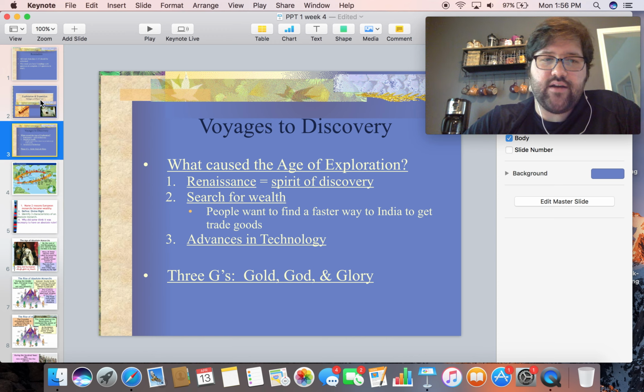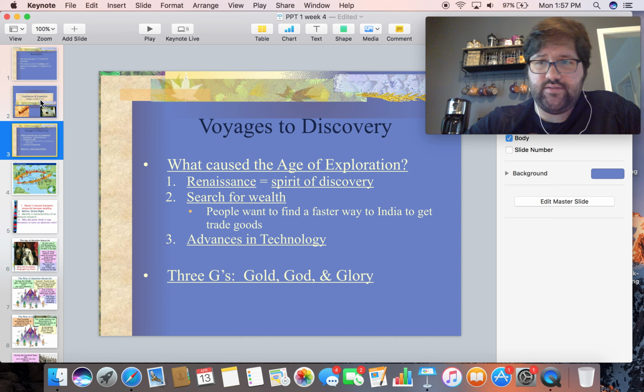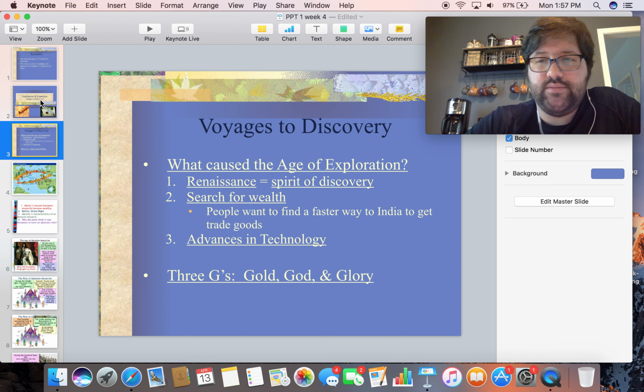We also had the caravel, which is a quicker moving ship, and they had triangular sails that they could use to sail with the wind and also against it if need be, because they could trap the wind like in a wind tunnel and still move, not as quickly. But all right, then we see at the bottom here the three G's: gold, God, and glory.